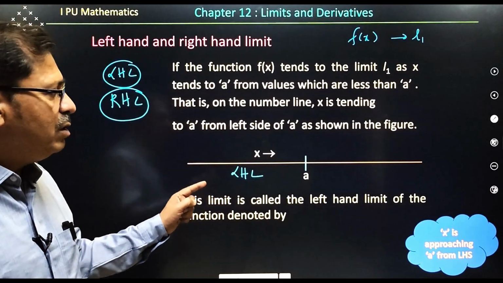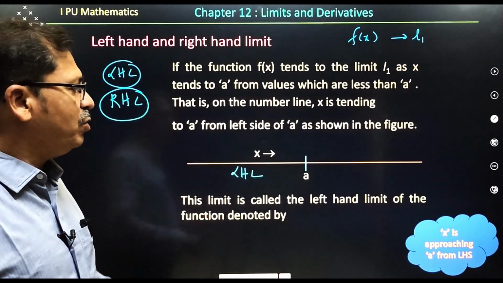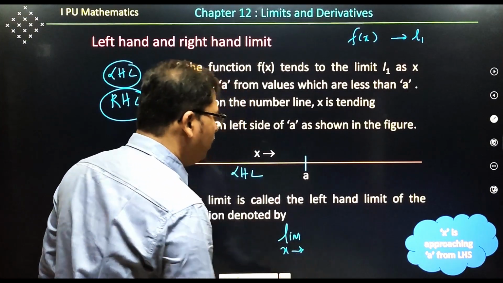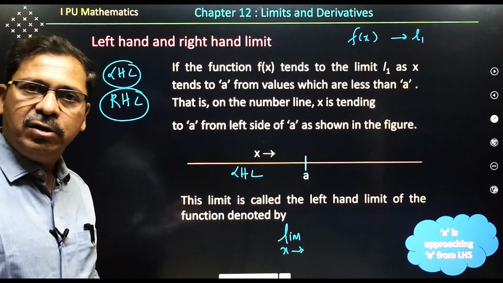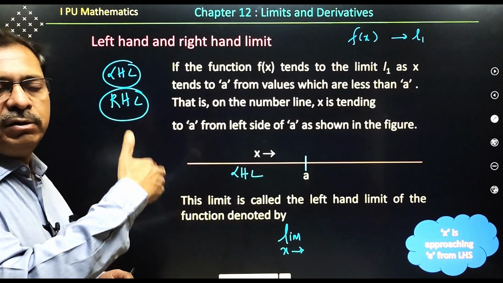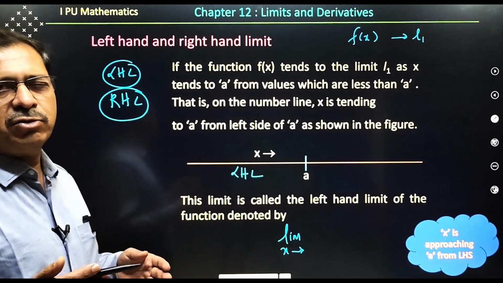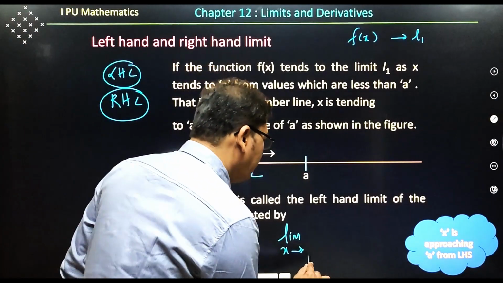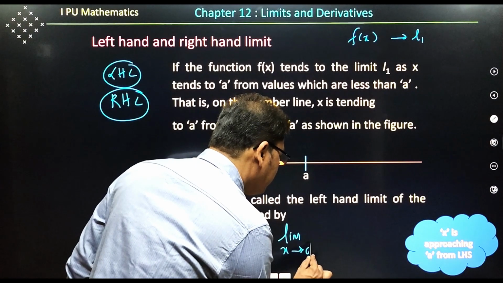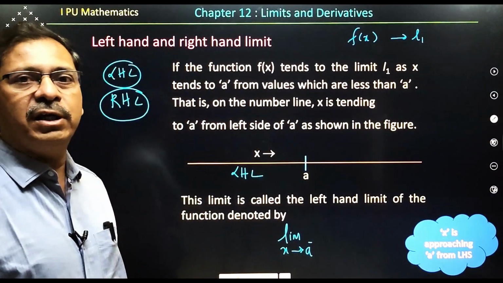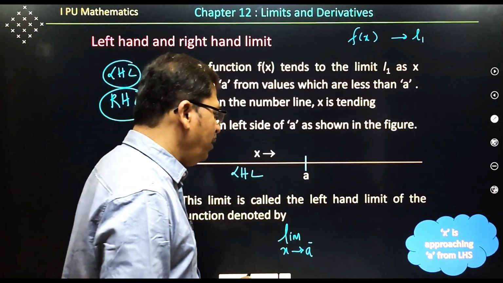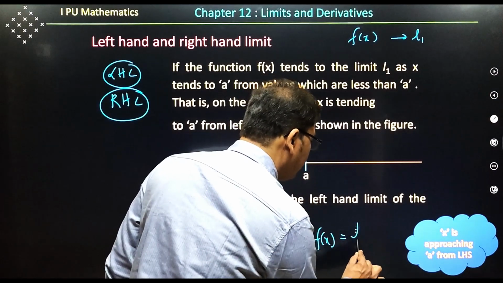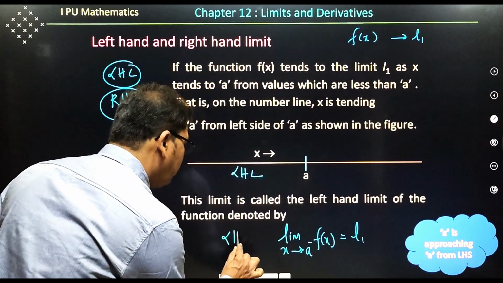This limit is called the left hand limit of the function and is denoted by limit x tending to a value slightly less than a. You can't write many more values; in the previous example, 2.9, 2.99, and so on, many more values we can take. We always summarize it in this manner: x tends to a lesser value, that's why a minus symbol is written over a. x tends to a minus f(x) is the symbolic representation of left hand limit, and this is equal to L1.